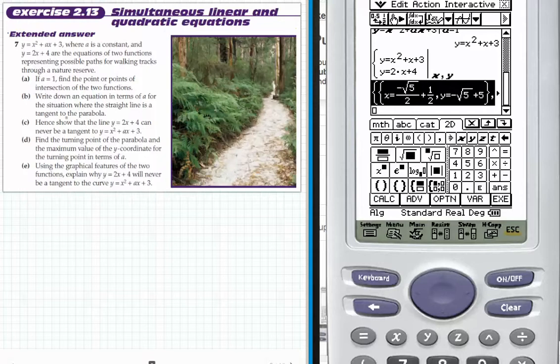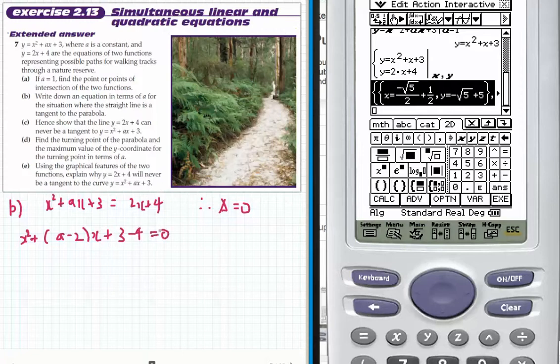Write down an equation in terms of a for the situation where the straight line is a tangent to the parabola. Okay, so in part B, if x squared plus ax plus 3 equaled 2x plus 4, and if it is a tangent, therefore it touches once, therefore the discriminant would equal 0. So x squared plus (a minus 2)x plus 3 minus 4 equals 0. Therefore x squared plus (a minus 2)x minus 1 equals 0.